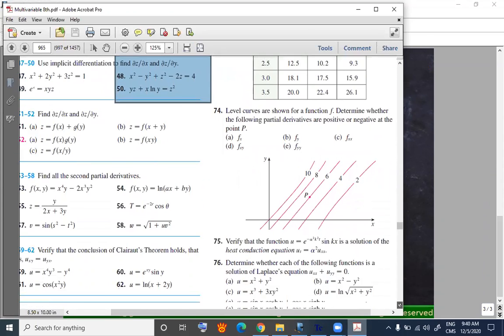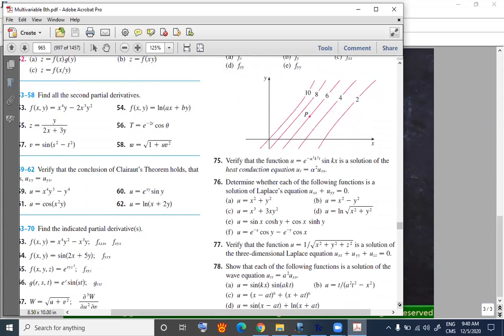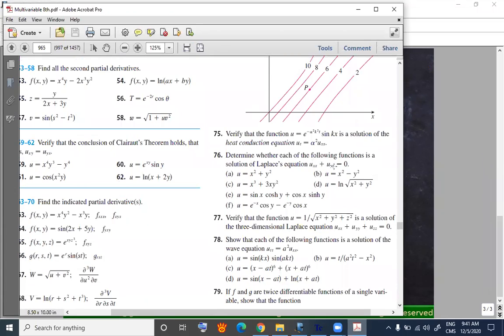So you want to derive the second derivative. Do you want to derive twice? Twice. Uxx plus uyy equals 0. You want to do part F, right?